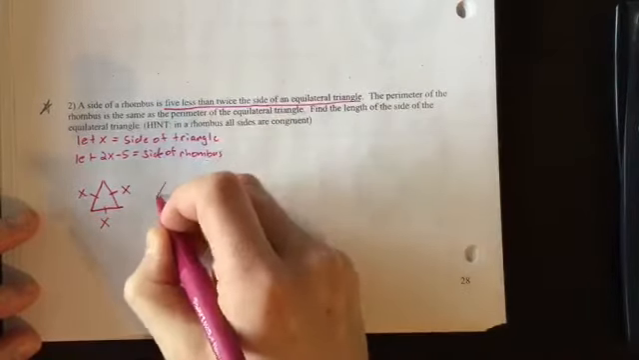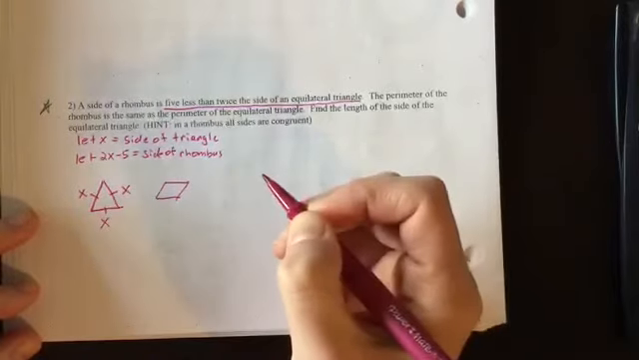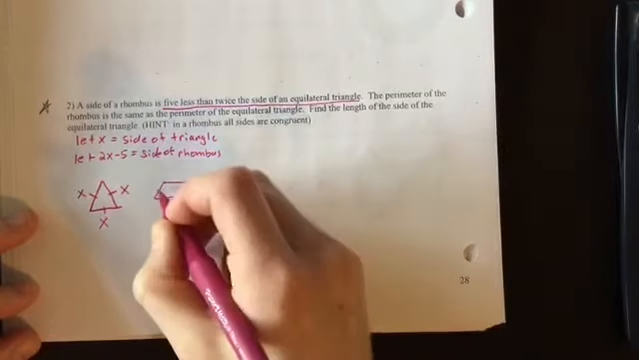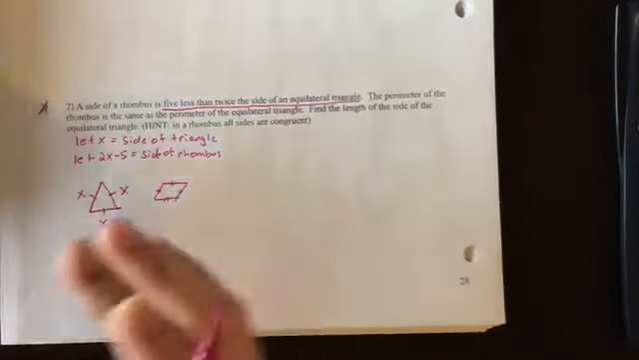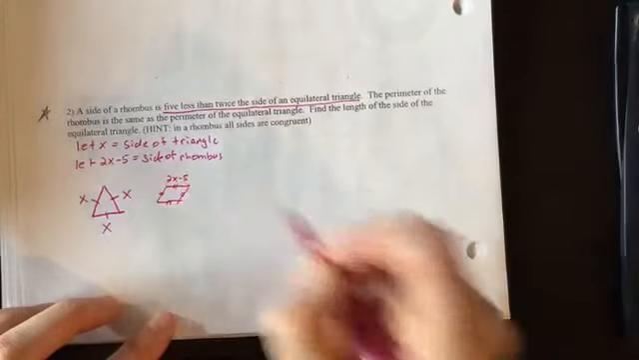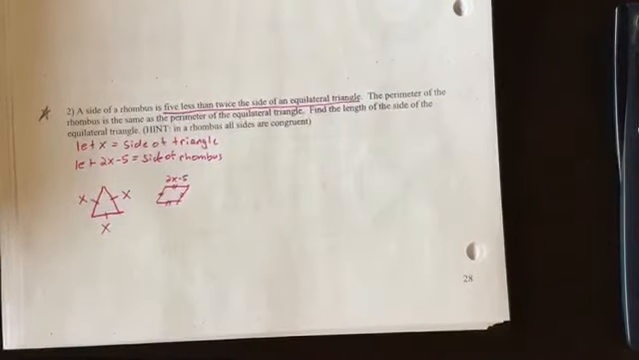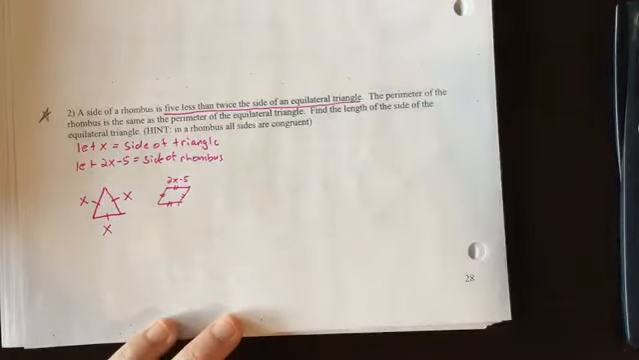And let me see if I can sketch a picture of a rhombus here. That wasn't too bad. And the rhombus, all 4 sides are equal also, because it's kind of that square that's pushed over. So all 4 of those sides are going to be 2x minus 5. Okay. Now, information for our equation is that the perimeter of the rhombus is the same as the perimeter of the triangle.